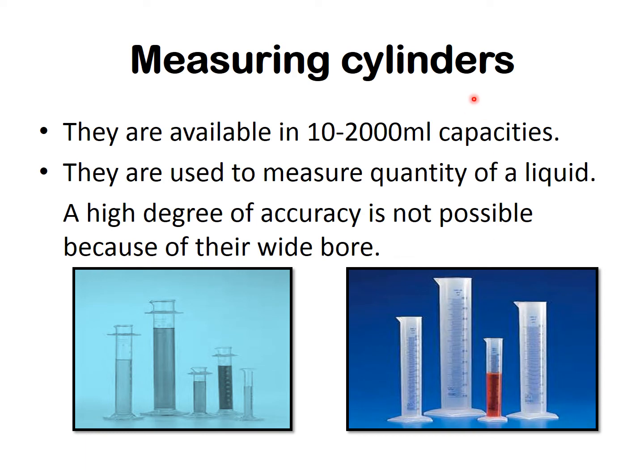Now next is measuring cylinder. They are available in 100 and 2000 ml capacities. They are used to measure quantity of a liquid. A high degree of accuracy is not possible, but they have a wide bore.